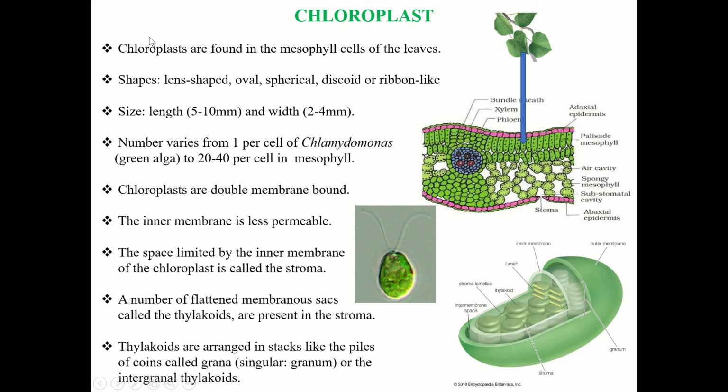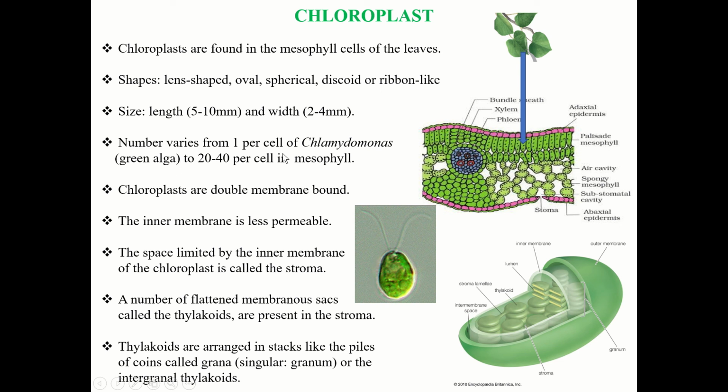Now the shapes of the chloroplast: they may be lens shaped, oval, spherical, discoid or ribbon-like. So depending upon the type of cell, the shape also varies. You can see here in the plant cell, it is elongated, spherical, oval. Size: length is 5 to 10 millimeter, and width is 2 to 4 millimeter.